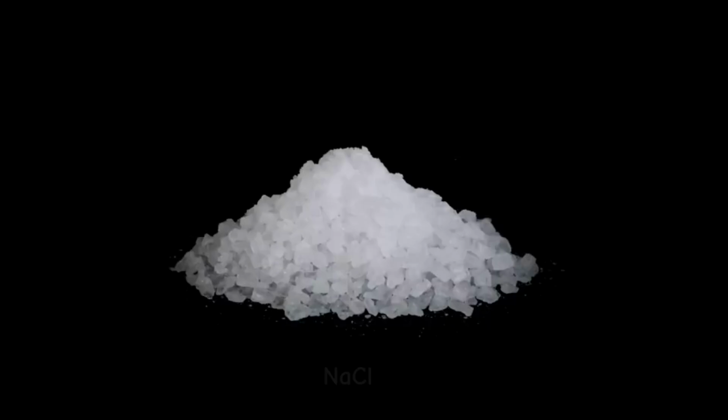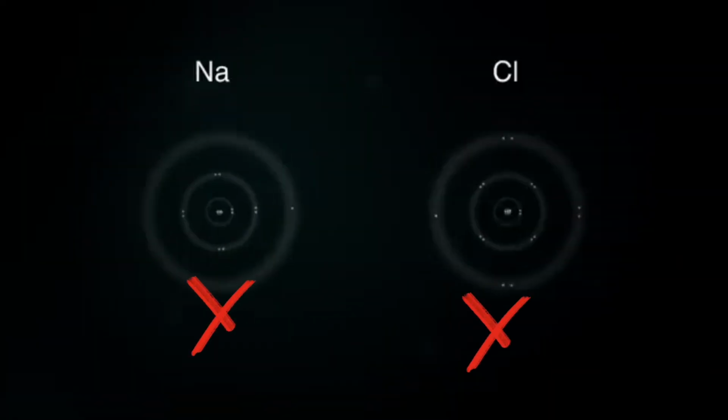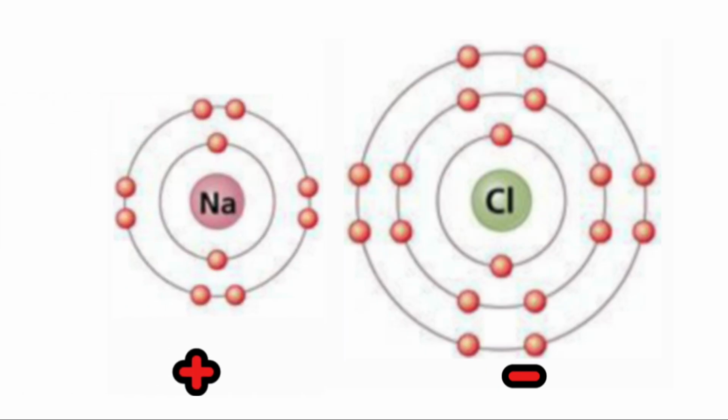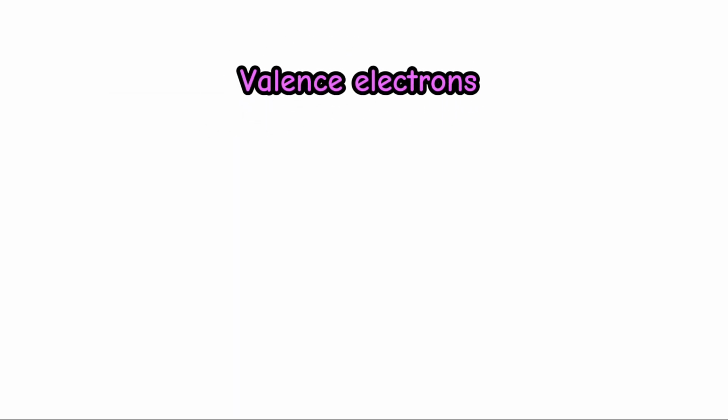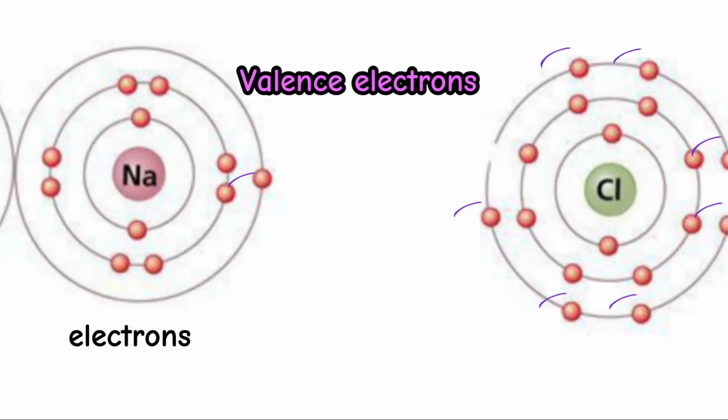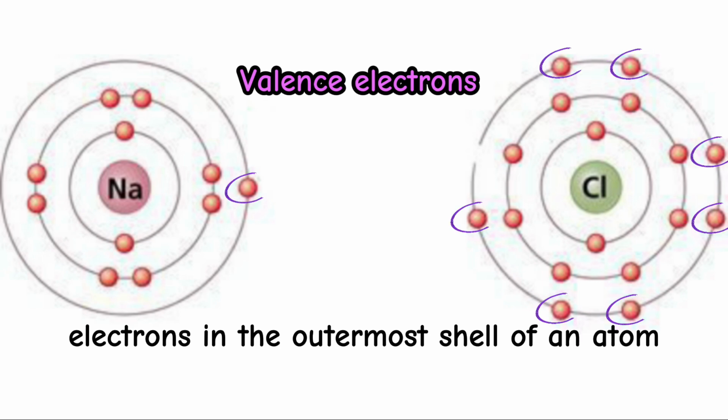Consider that we zoom in deep enough in salt, known as sodium chloride. We will not find sodium atoms and chlorine atoms alone. Actually, we will find that they are bonded together. This is because of valence electrons. Valence electrons are electrons in the outermost shell of an atom.